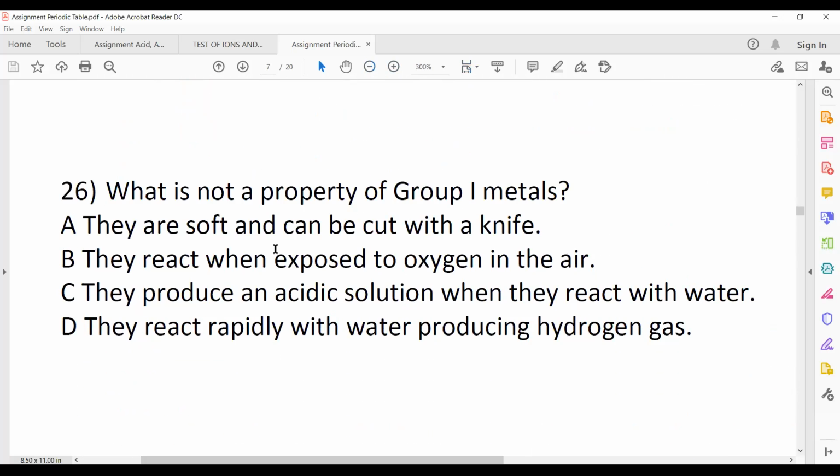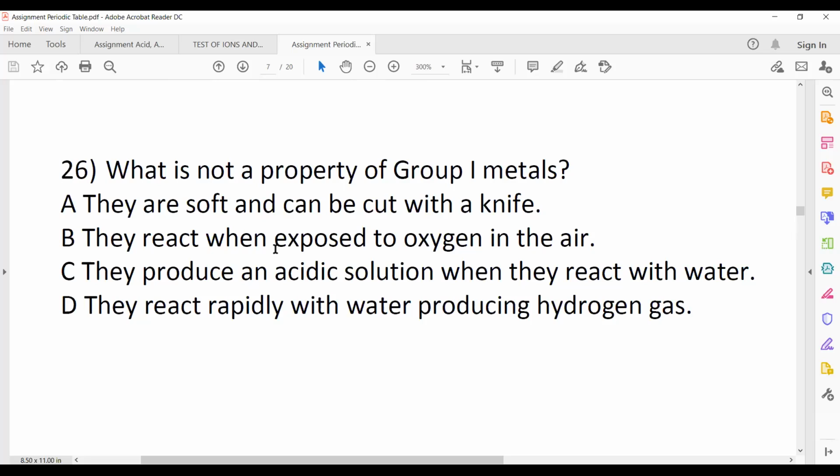What is not a property of group 1? Yeah, that's right. C is the correct answer. They are soft and can be cut by a knife. That's true. They react when exposed to oxygen in air. That's true. They produce an acidic solution. No, they produce an alkaline solution when they react with water. And they react rapidly with water to produce hydrogen gas. So C is not a correct property for group 1 elements.